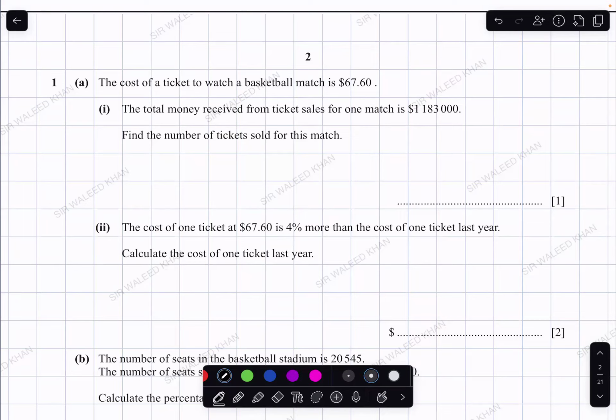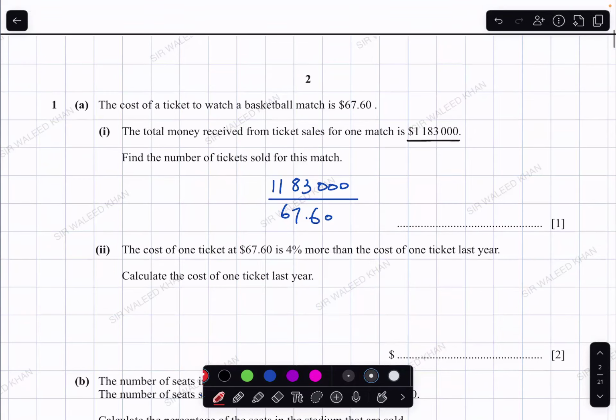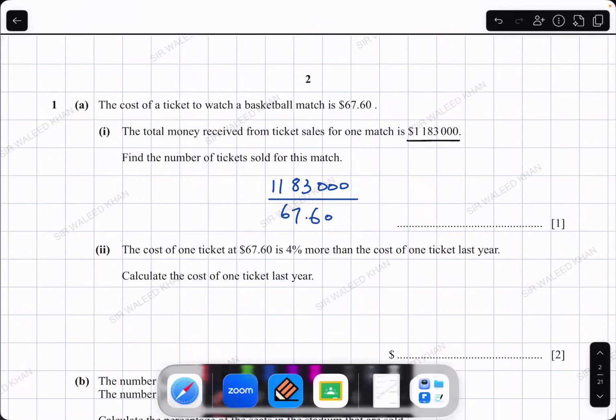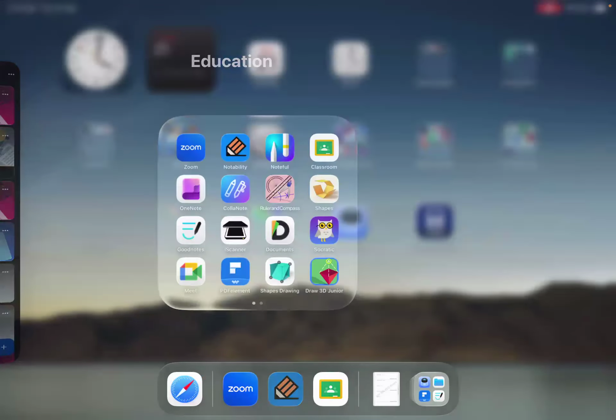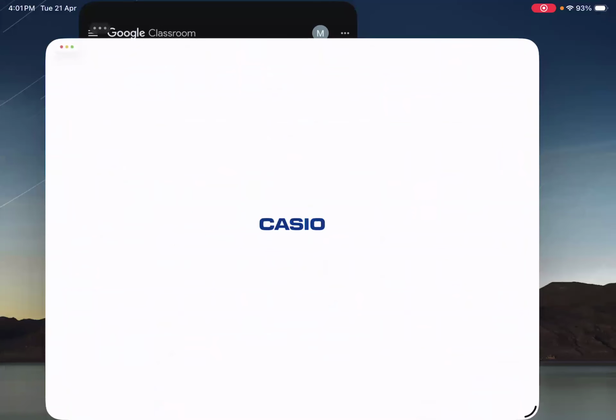Now, for this one, the cost of a ticket to watch a basketball match is this. And the money generated from that is this. So we just divide it to find the number of tickets sold for this match. So 1,183,000 divided by 67.6. Have the access to your calculator? Let me see as well if I can.